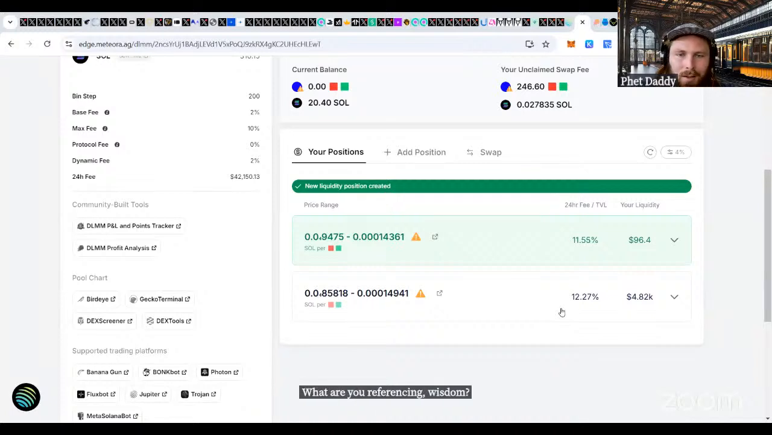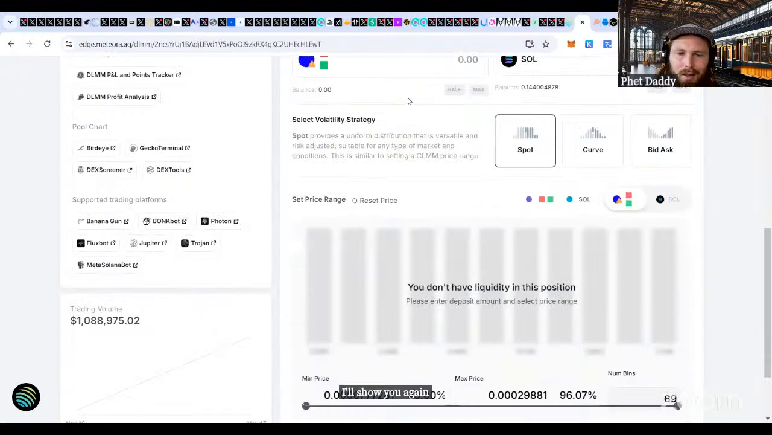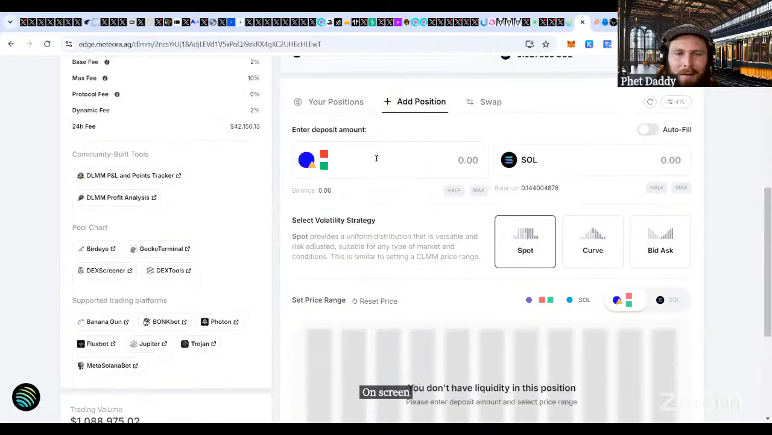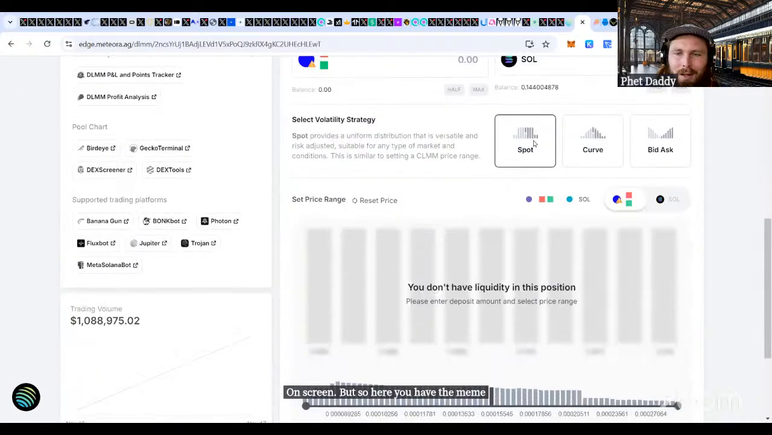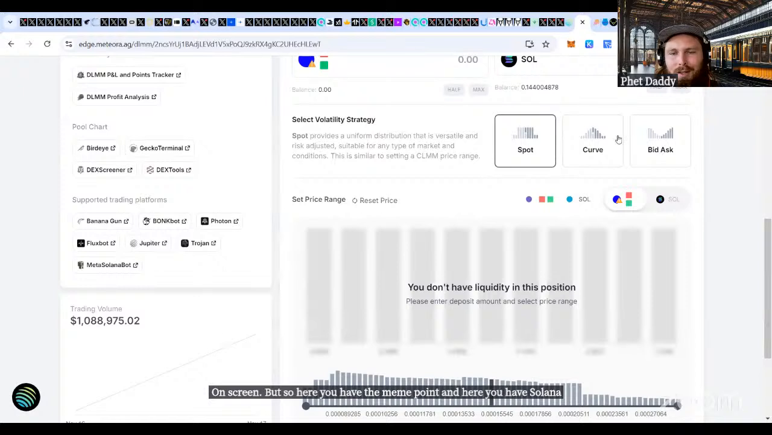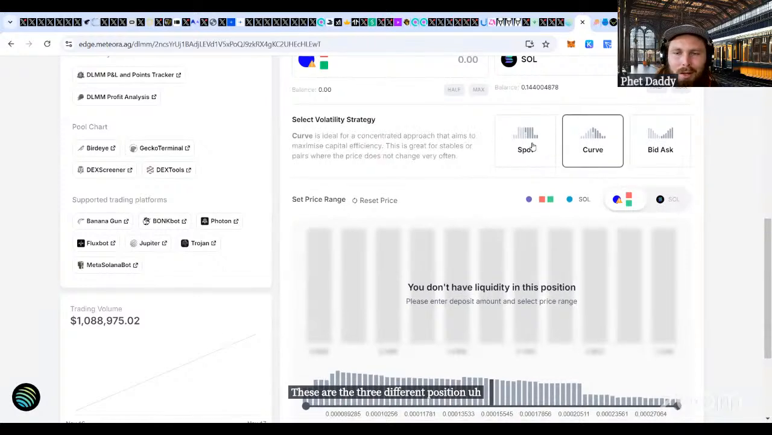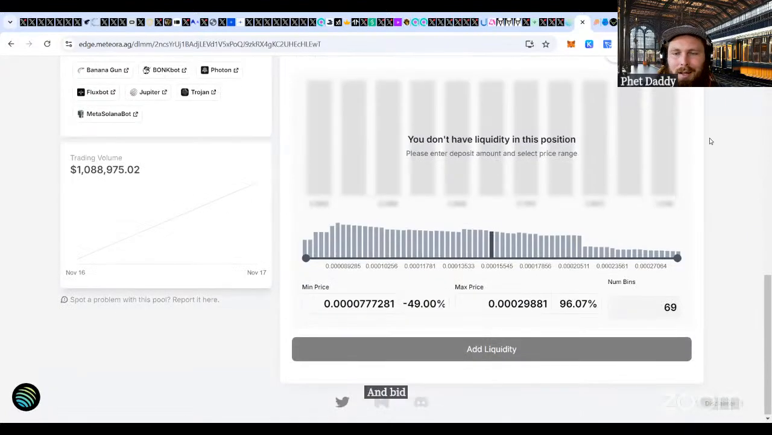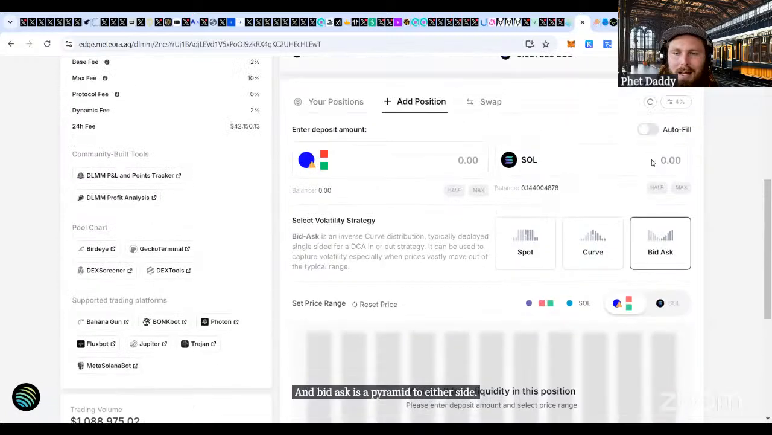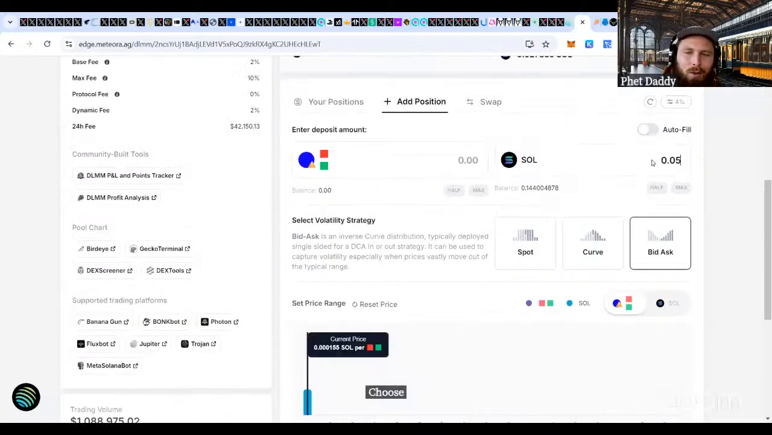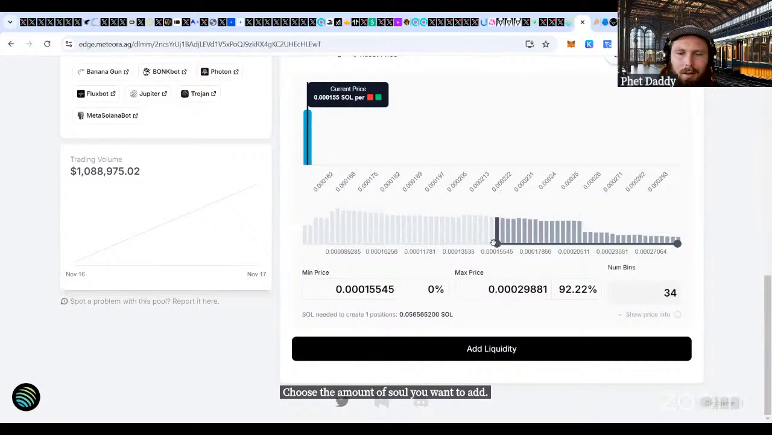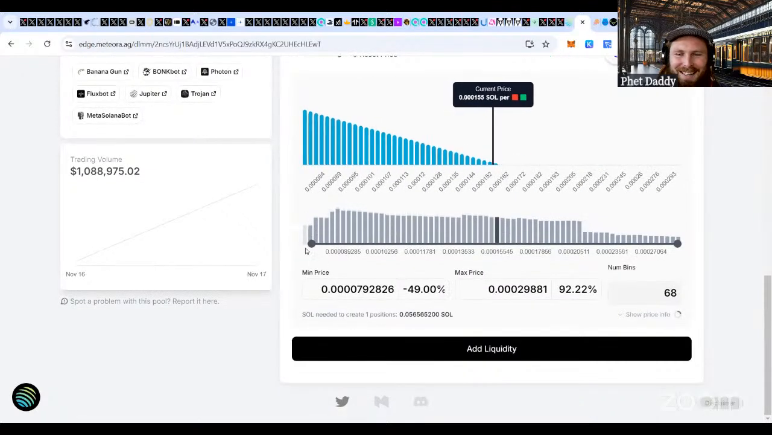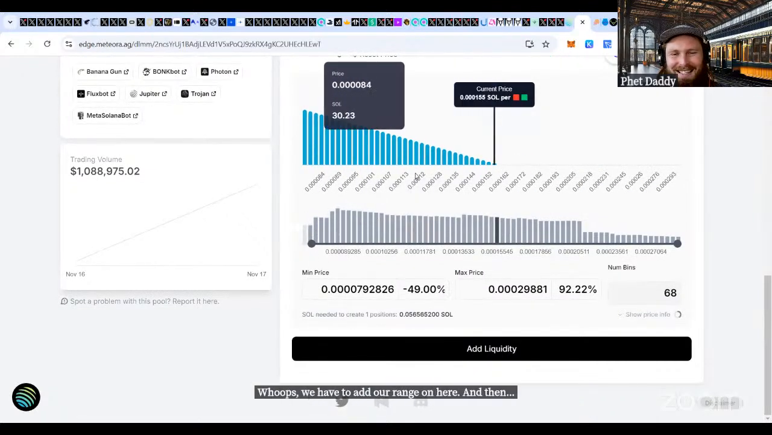Yes, how to do a one-sided bid ask. I'll show you again just so you can see on screen. Here you have the meme coin, and here you have Solana. These are the three different position shapes you can use. Spot's flat, curve is like a pyramid in the center, and bid ask is a pyramid to either side. You choose your bid ask, choose the amount of SOL you want to add, and then add your range down here. And this is how you do it.